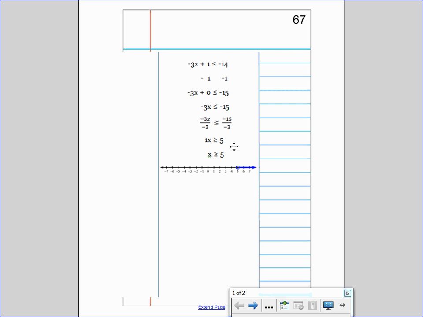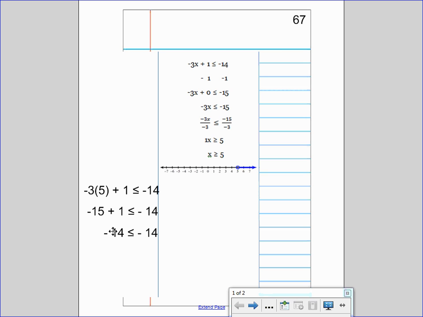When you double check your answer to an inequality, you want to check two numbers. First, you want to check the number you actually got. In this case, 5. You do that the same way you do it for an equation. You simply take that number and you plug it into your original inequality. In this case, we multiply negative 3 times 5, get negative 15. We add 1, we get negative 14. If the numbers on both sides are the same, that means you've done it right.